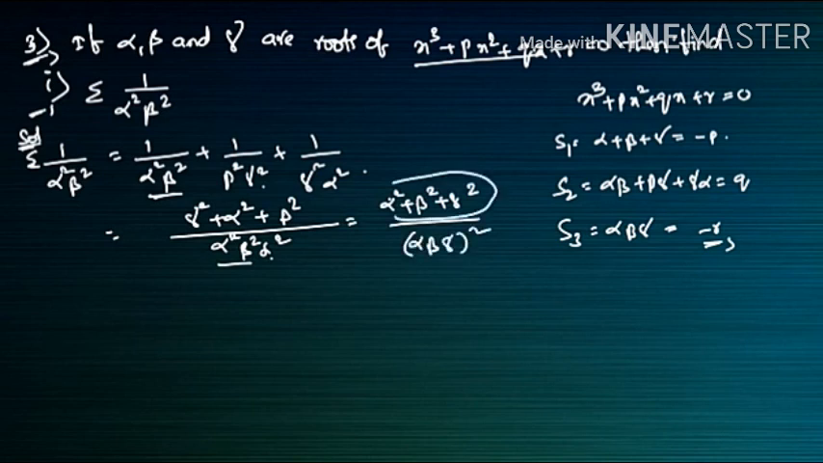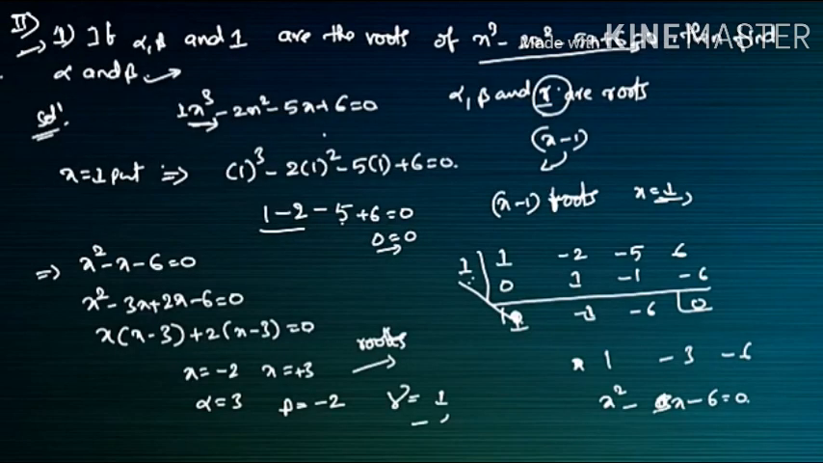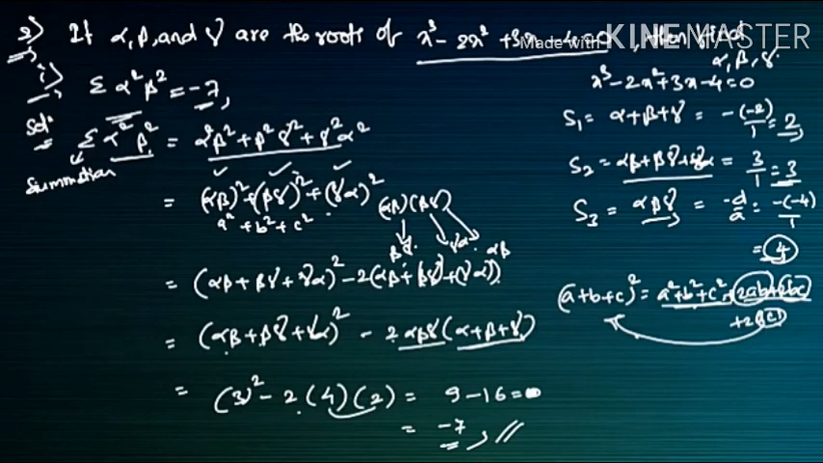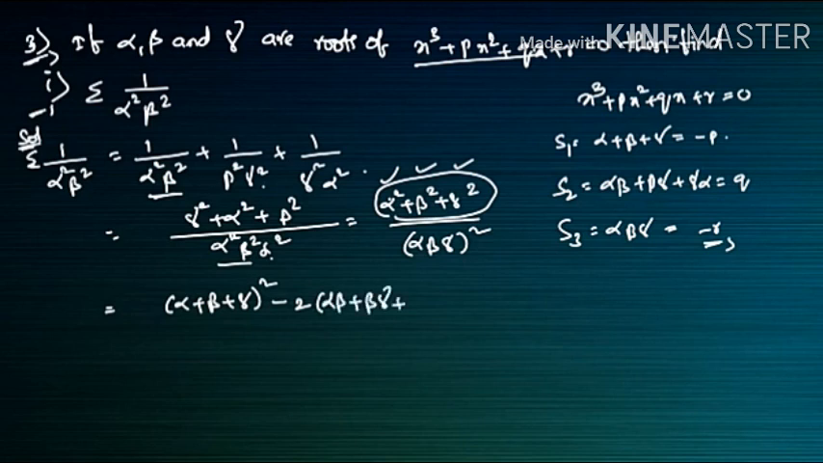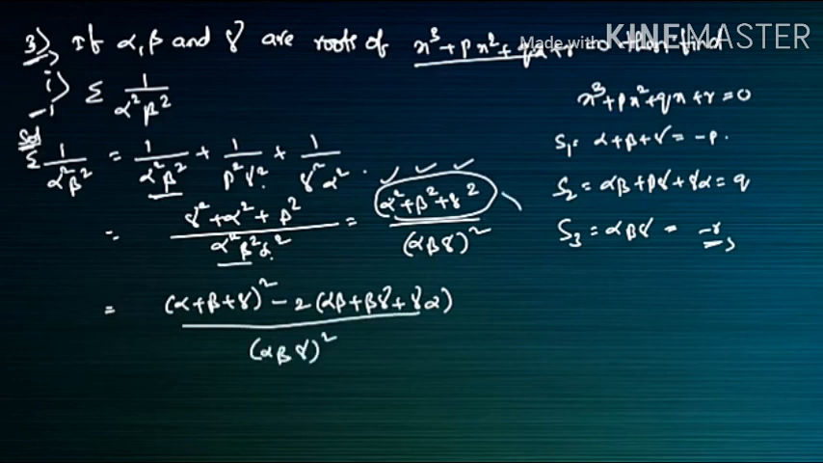Okay. This formula I wrote in the first question only. So this is the formula where we have to find a square plus b square plus c square. For this question, I will take that formula, and it will become alpha plus beta plus gamma whole square minus 2 into alpha beta plus beta gamma plus gamma alpha, divided by alpha beta gamma whole square. So this one is equal to this total.